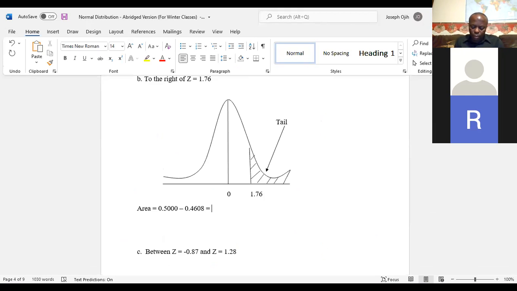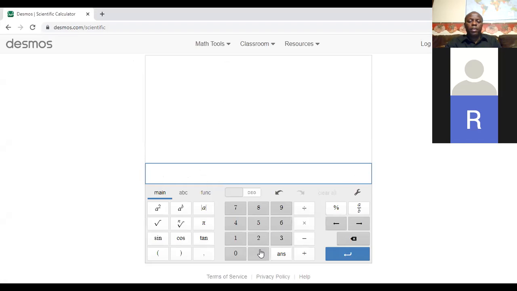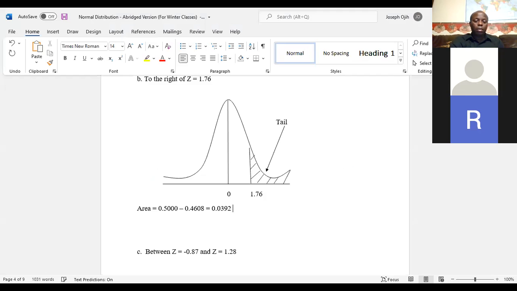I'm going to write it down. 0.4608. So using the calculator, we can do the subtraction. You have 0.5000 minus 0.4608, which is 0.0392, or I can call it 3.92%.